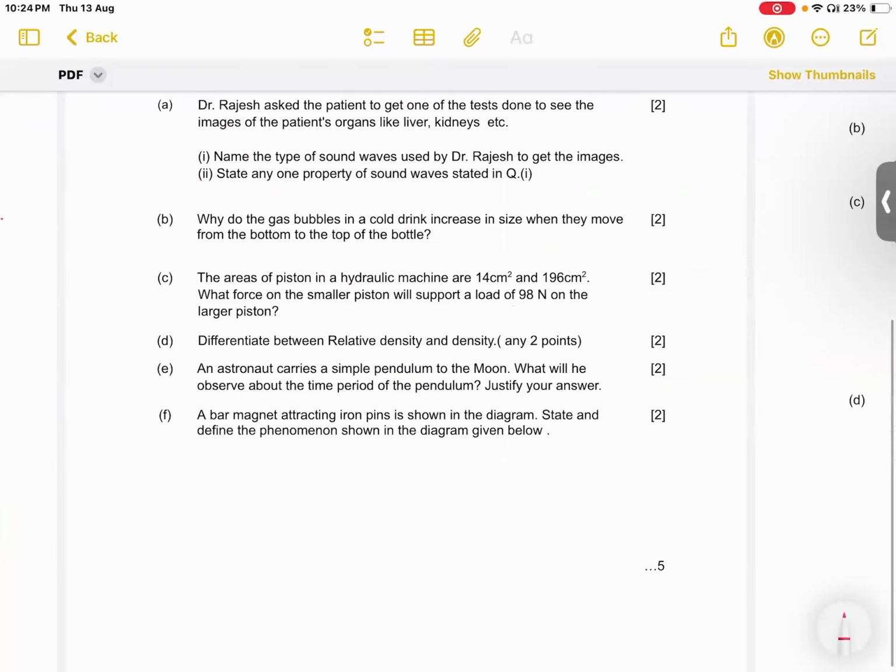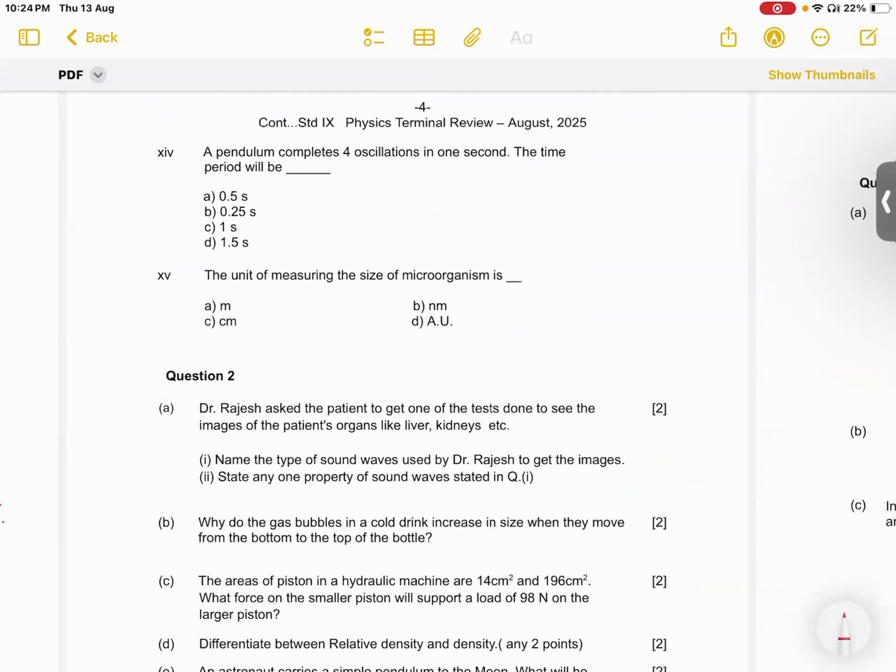Chalo, next, guys. Number 14. A pendulum completes 4 oscillations in 1 second. So, students, this is given to us: 4 oscillations in 1 second. Number of oscillations in 1 second is the frequency, so the frequency will be 4 hertz. Calculate the time period. We know that T is equal to 1 upon f. So we will write here T is equal to 1 upon 4, that is 0.25 seconds. So 0.25 seconds, we do have that option.